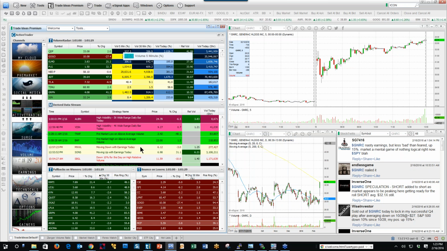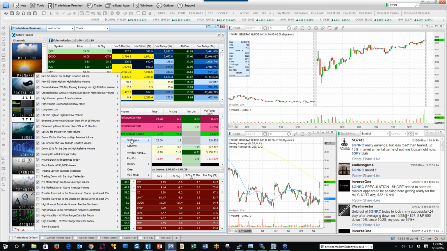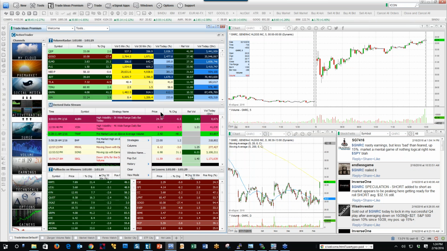Then we have that multi-strategy window below that's taking a look at a derived data stream. If I right-click in here and hover over strategies, you can see all the different events that we are looking for. And like I said, 52-week highs and lows, crossing the 200-day moving average above or below, high volume, upward and downward intraday moves, long-term lows. We can incorporate earnings into it, extreme climactic moves, block trades, volatility. So all of these different strategies are all embedded into this one window. So when something happens, you're just going to get signaled.